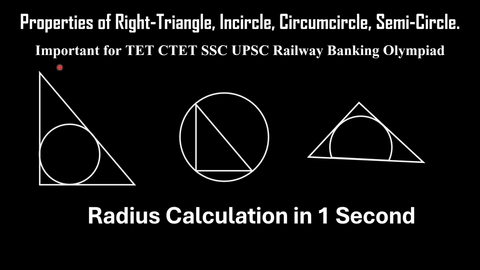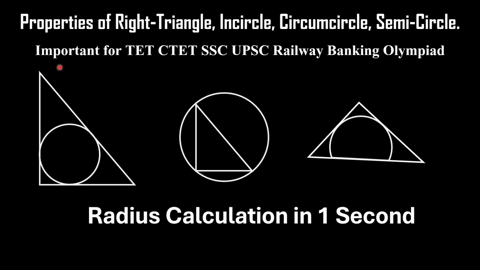Vital questions, vital concepts. If you know these concepts, you can readily solve for the radius of the given circle, or the area of the given circle. Once you find the radius, then the area becomes very easy, pi r square. So you can calculate the radius or the area, whatever is asked, in 1 second. It will take only 1 second to find the radius of the circle.